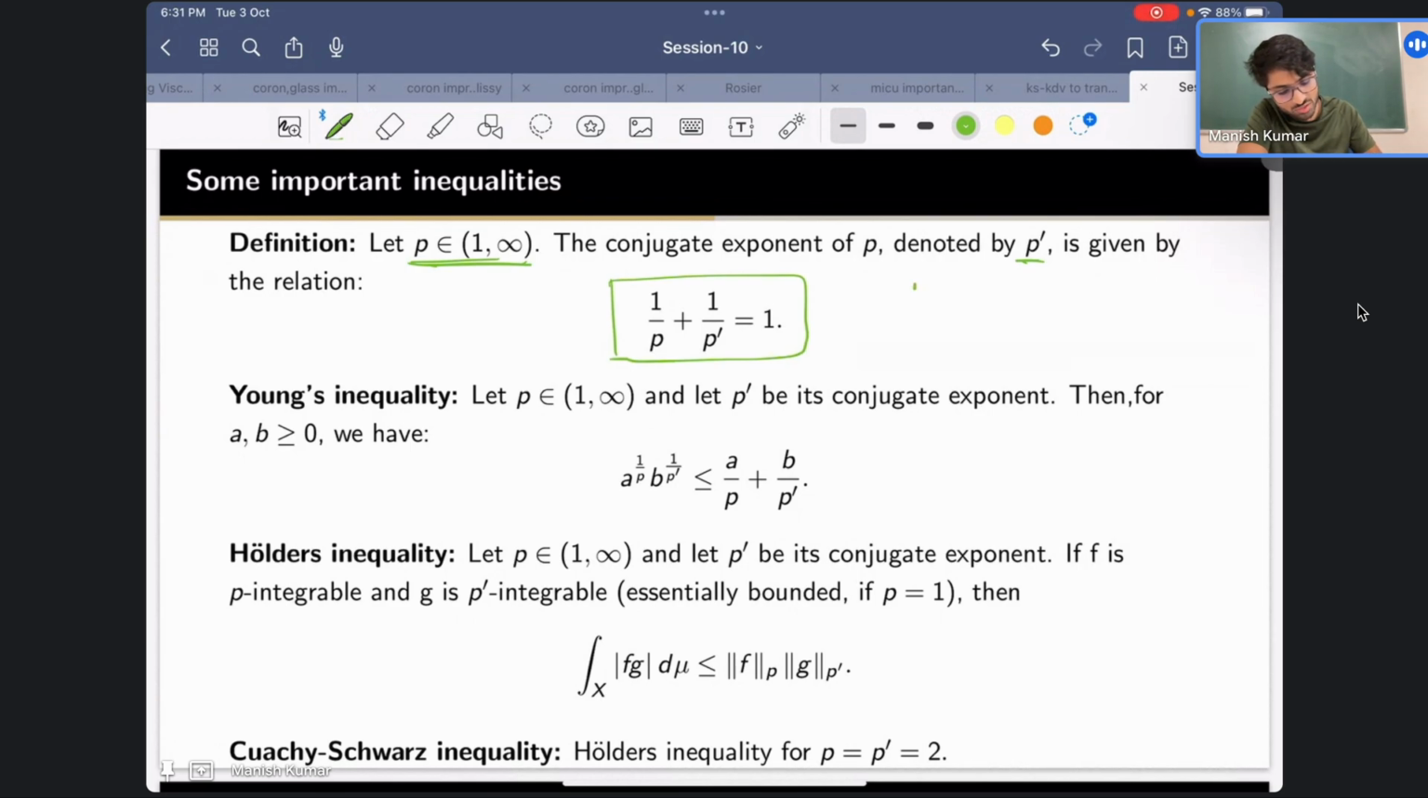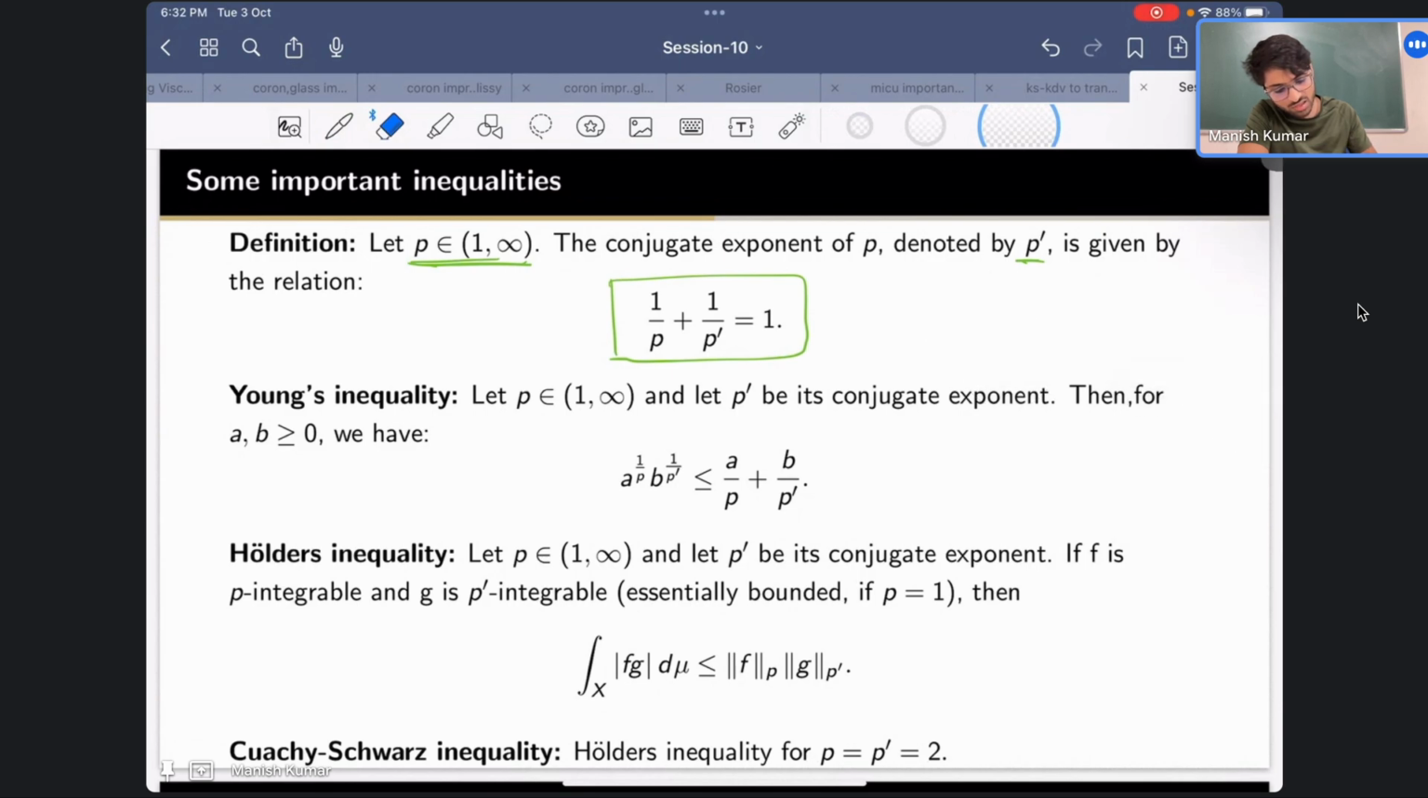So for example, if we choose p equal to 2, then what will be p prime? It is 1 by 2 plus 1 by p prime equal to 1. So this implies that 1 by p prime is half, so p prime is 2. So 2 is the conjugate exponent of 2. Now you choose p equal to 3, then 1 minus 1 by 3 will be 2 by 3, so you will have 3 by 2 as p prime. These are some examples.